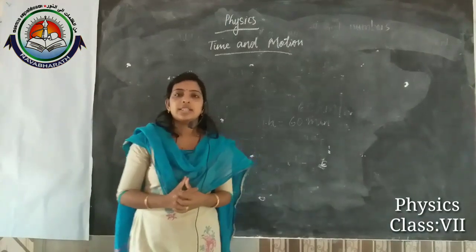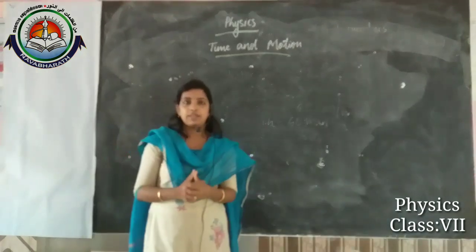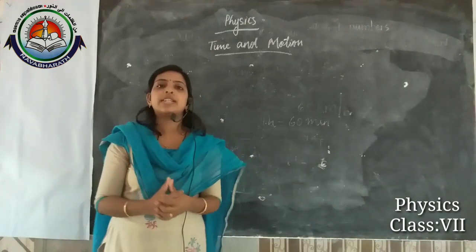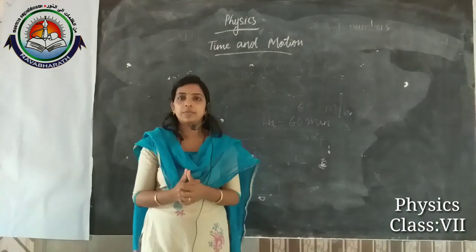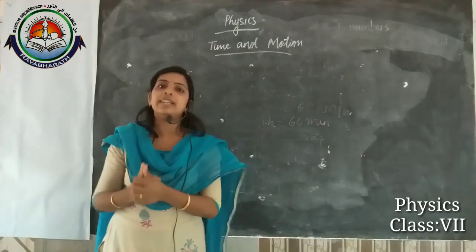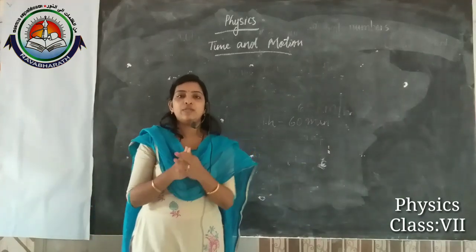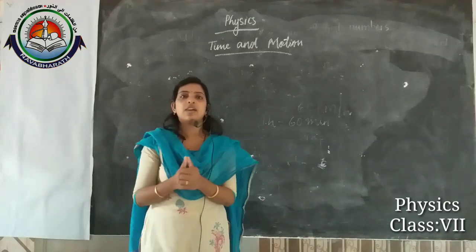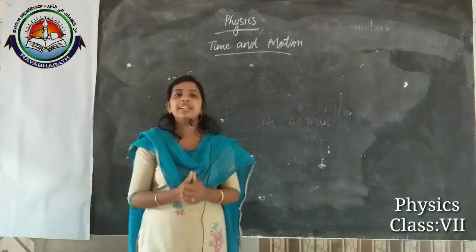Today we are discussing the continuation part of our previous class. In our previous class we learned about speed. What do you mean by speed? Speed is the distance traveled by an object in a unit time. And the formula for finding speed is distance traveled divided by time taken.